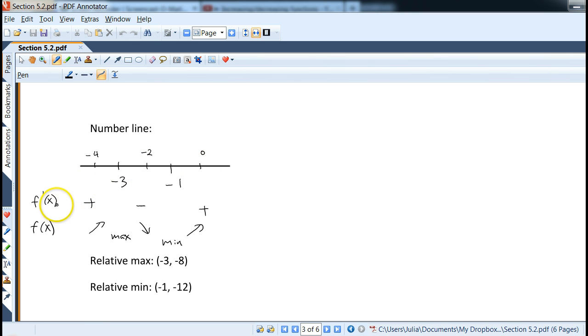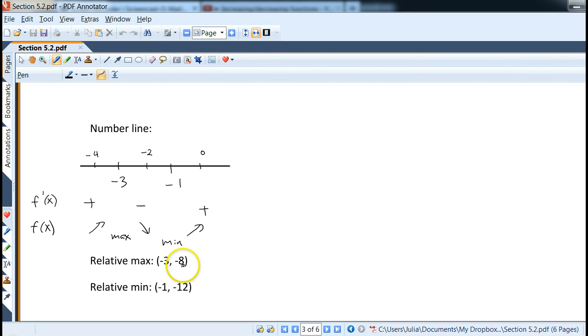And again, I will plug it into the derivative. And this is what I got, positive, negative, positive. The sign does switch, so it means the function is increasing and then decreasing, so we got a max. And here it's decreasing and then increasing, so we got a min. And so we have a relative max at -3. Again, how I got the y value, plug it back into the original f of x. So it's (-3, -8), and we get a relative min at (-1, -12).